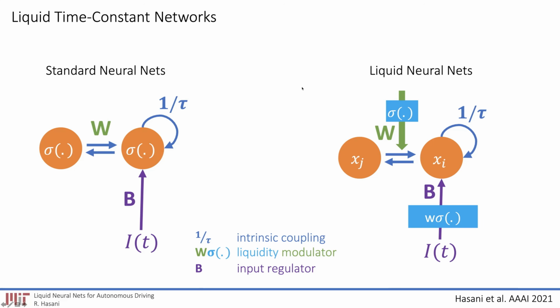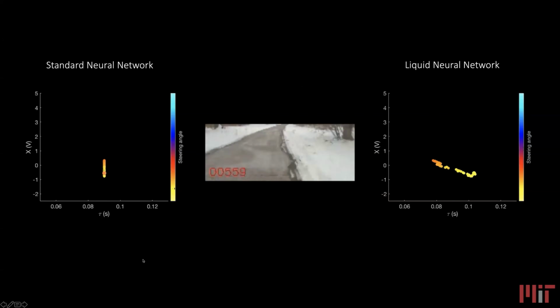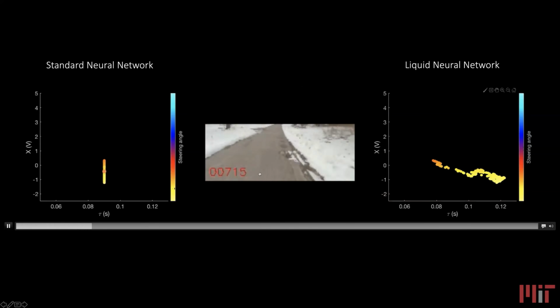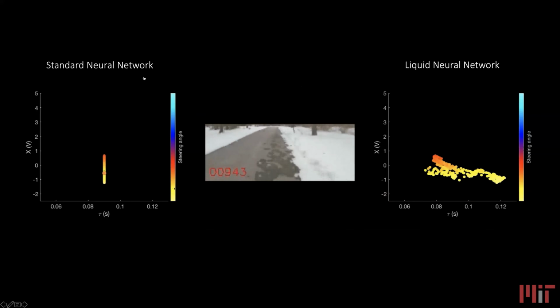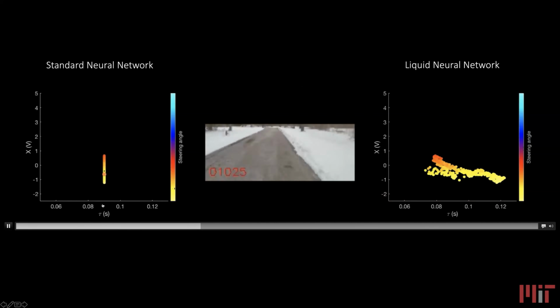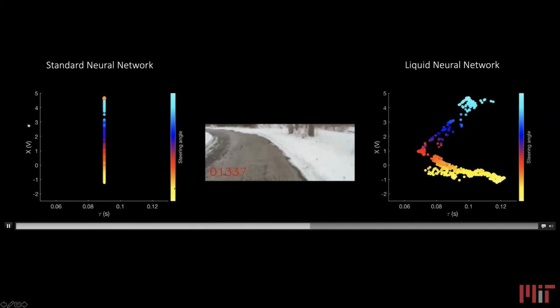Now, let me show you what it means to have a liquid time constant in our field of autonomous driving. Imagine there's a network that is trained on driving in this kind of environment. It's just a lane keeping task again. A standard neural network selects a time constant for its activity, and that time constant is preserved. On the x-axis here, what I'm showing is the steering angle. The color is also representative of the output of the system, which is again the steering angle.